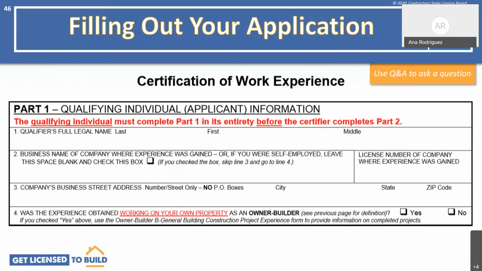Now we will discuss the certification of work experience. Part 1 will be filled out by you, the applicant. Here you will list the information for your employer where you gained your experience. If you were self-employed when you gained the experience, please make sure to check the box in line number 2. If you're applying for a B general construction license and will be using experience obtained while working on your own project, make sure to mark the box in line number 4.